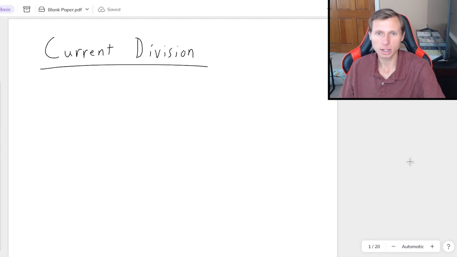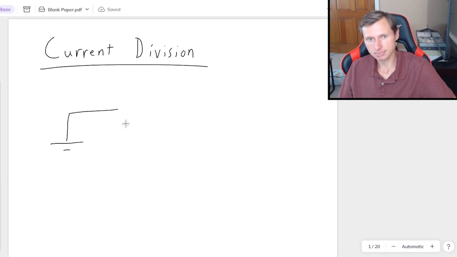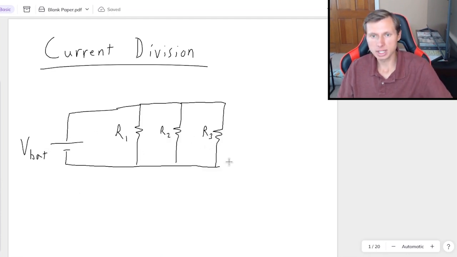Today we're going to be talking about current division in circuits. Not many of you know how to do this, not many of you even know this exists, but basically what current division is, if I were to draw a sample circuit, and I have a battery connected to 3 resistors in parallel, and yes, it has to be parallel.